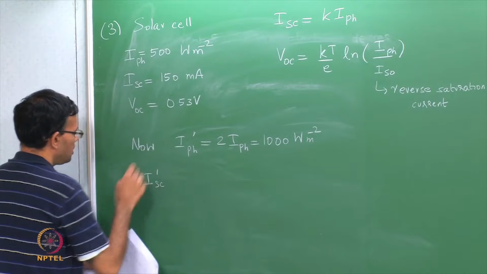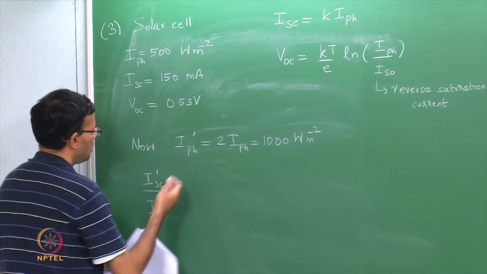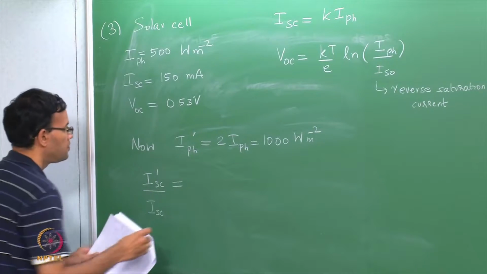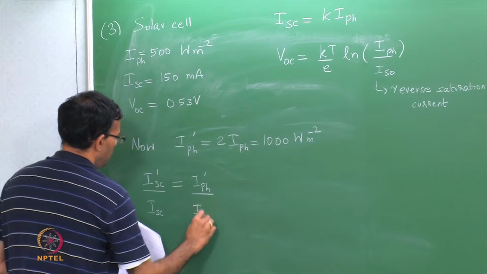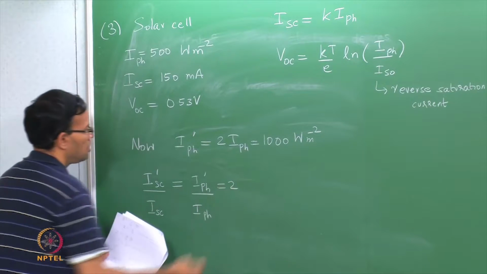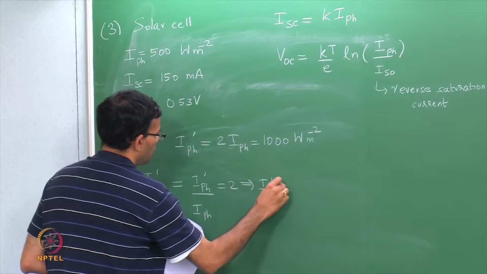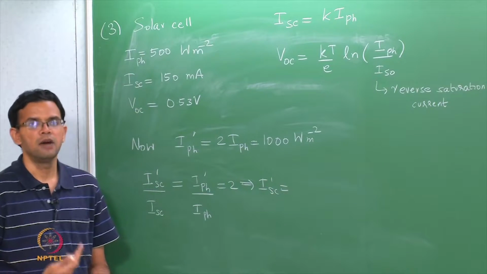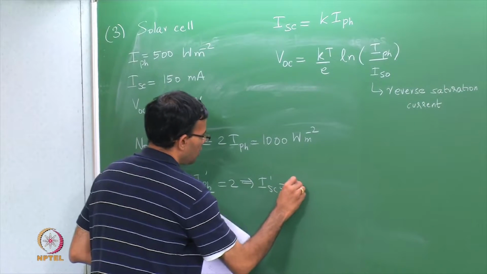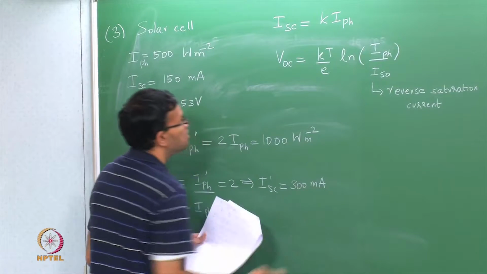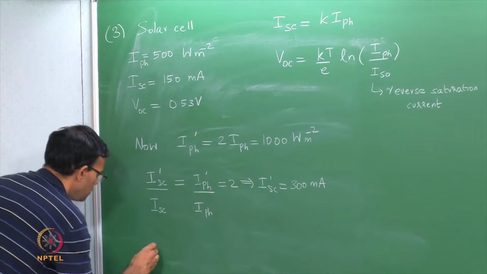divided by the original ISC, it is nothing but IPH prime by IPH, which is equal to 2. Therefore, the new short circuit current is essentially the double of the original short circuit current. So, this is nothing but 300 milliamperes. Similarly, I can write the value of VOC.